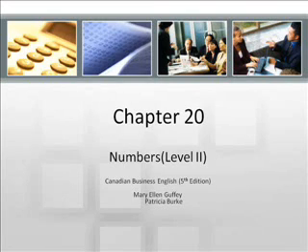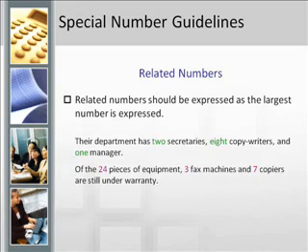This PowerPoint presentation covers Numbers Level 2 from Chapter 20 of the Canadian Business English Text, 5th edition. First up, we'll talk about related numbers. Related numbers should be expressed as the largest number is expressed. So the best way to explain this is to have a look at the examples.